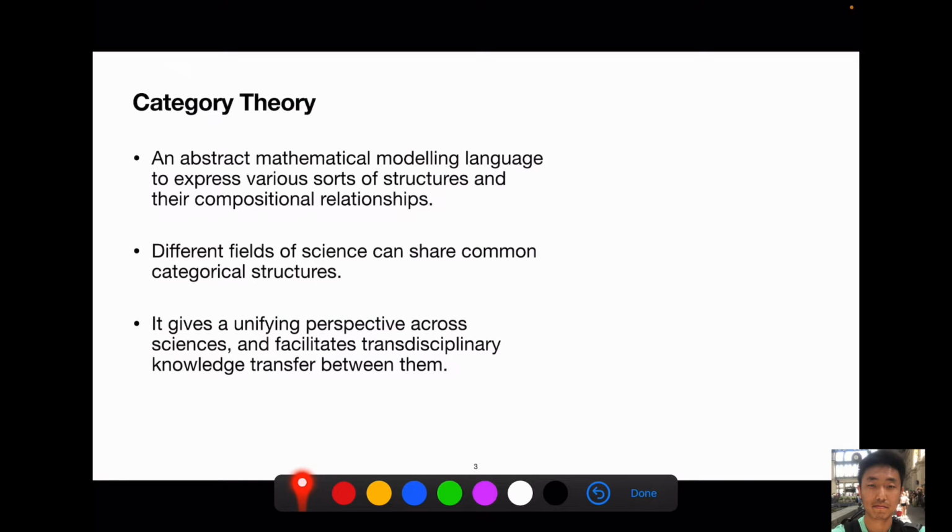So there are some key characteristics of category theory. It's about abstraction, it's about compositional relationships, and it's about finding common structures. And I believe these are intrinsic to artificial general intelligence.